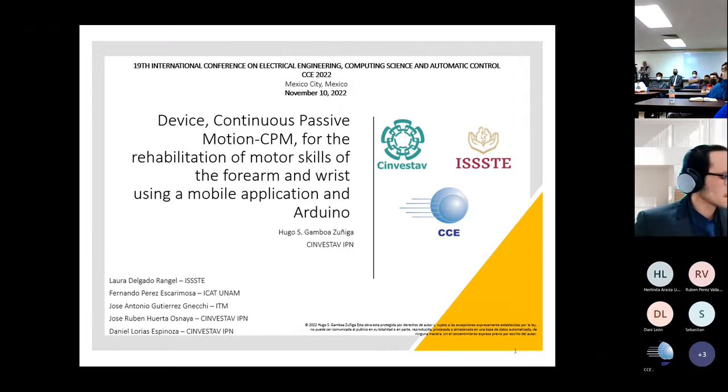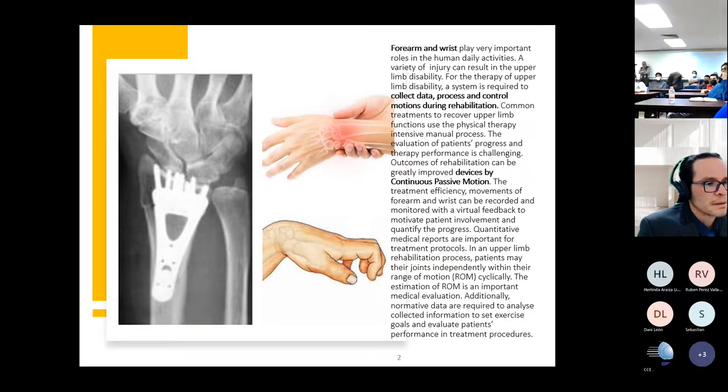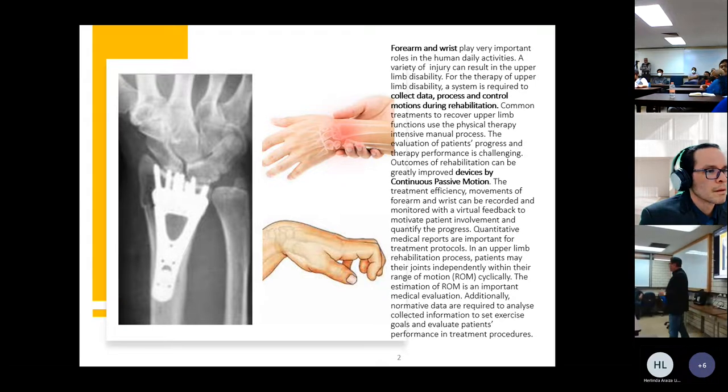Excuse me. Hi, everyone. We're going to see a system to help a person who has an illness in the wrist and forearm. What kind of illness? For example, these people have a movement limitation of this part, and the hand commonly looks this way, like this photograph.